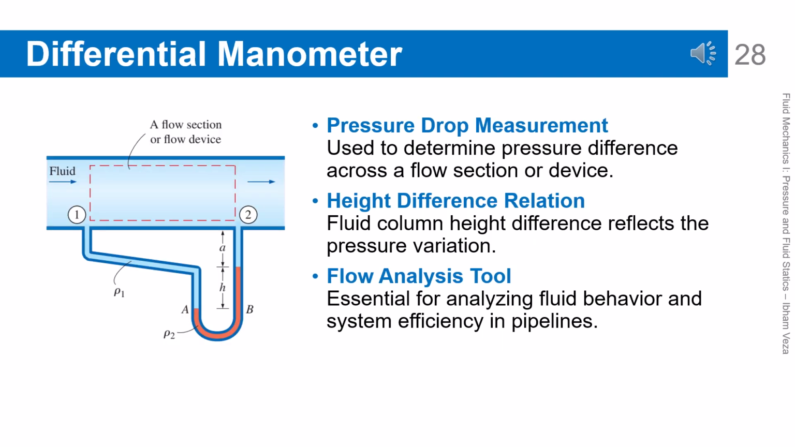Differential manometer. A differential manometer is used to measure the pressure drop between 2 points in a flow system. The difference in fluid column heights reflects the pressure difference. This device is very useful for analyzing pressure losses in pipes and equipment. Its working principle is still based on hydrostatic equilibrium. With this tool, flow system performance can be quantitatively evaluated.